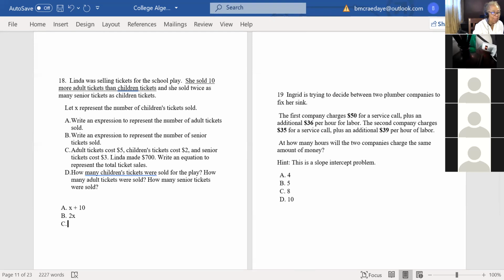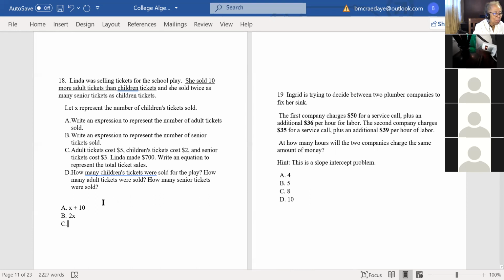How would you represent the total ticket sales? What would that look like? It says the cost of the children's, the seniors, and the adults tickets. The adults, the children, and the seniors. So the total, how would you write the total?